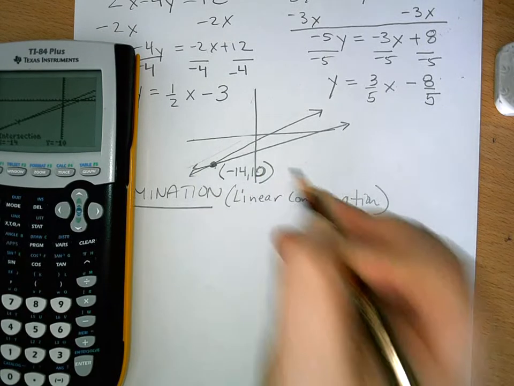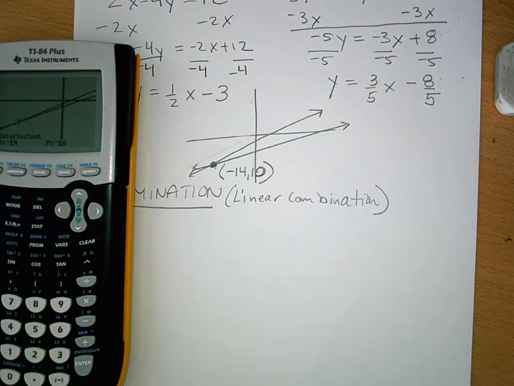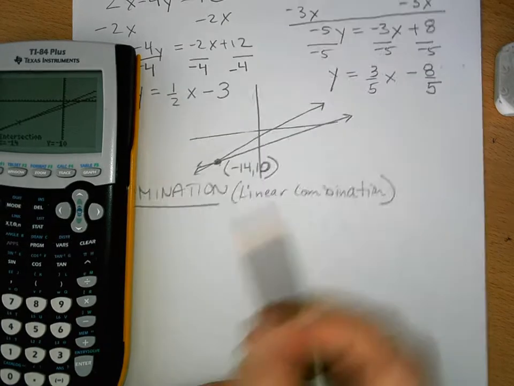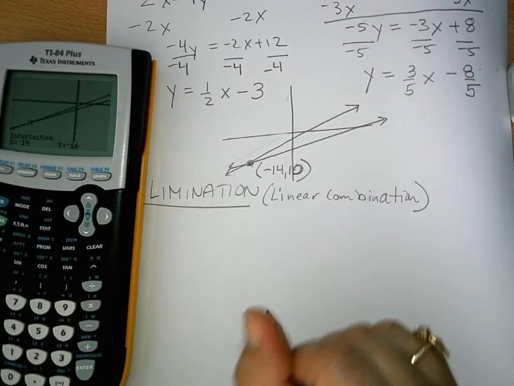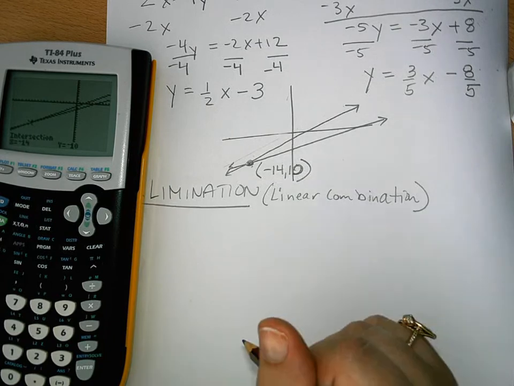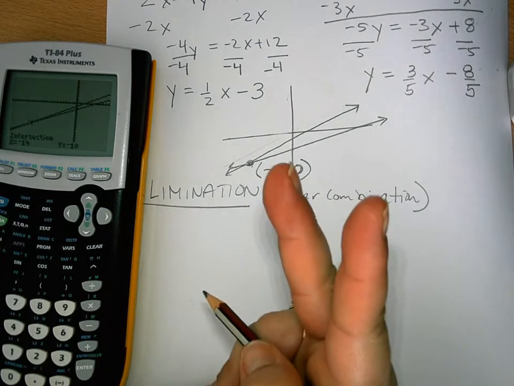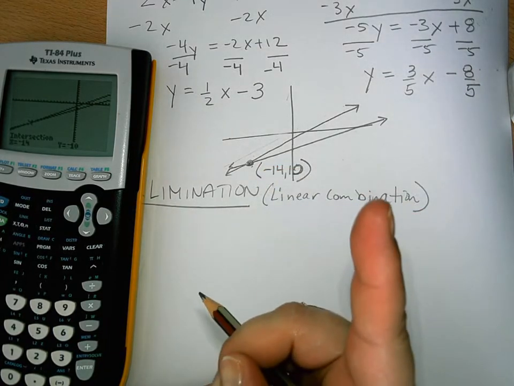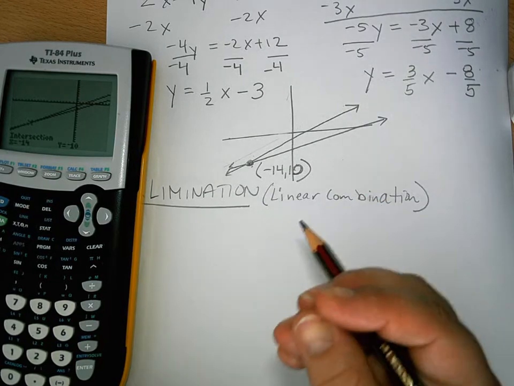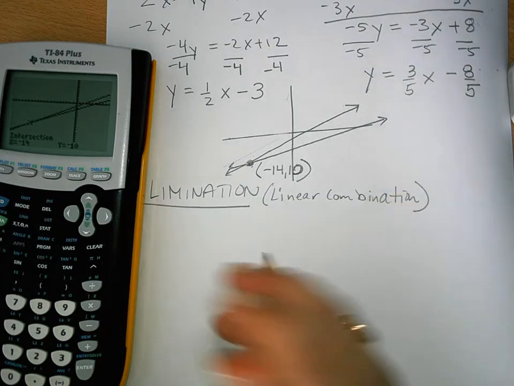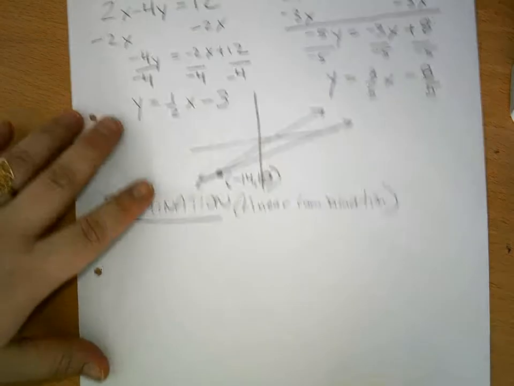Now, if everything goes right in the two other ways that we solve, using elimination and substitution, we should be getting this solution for every single one. And on your homework, that's what you should be looking for. When you graph, or when you use elimination, or when you use substitution, if you're using two different methods for one system, you should be getting the same solution for both. Makes sense, right?